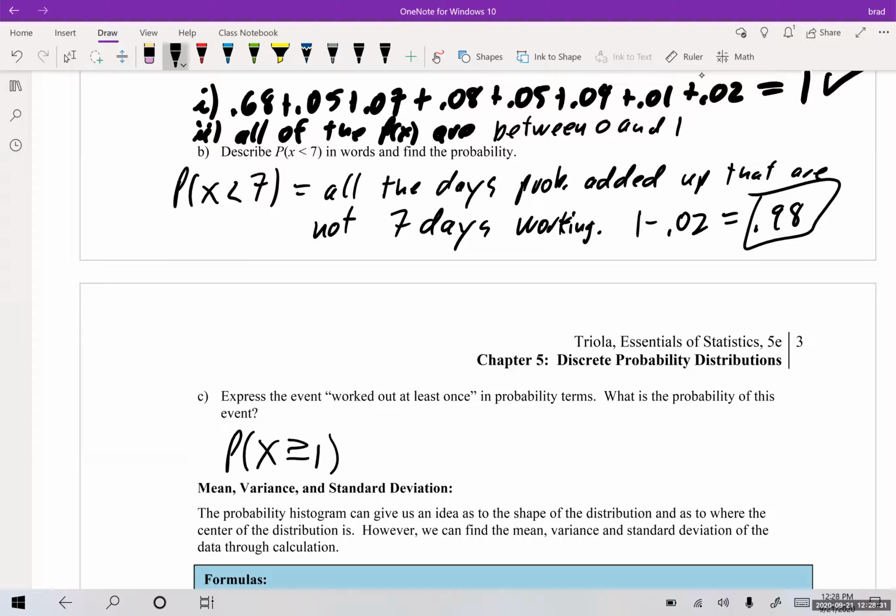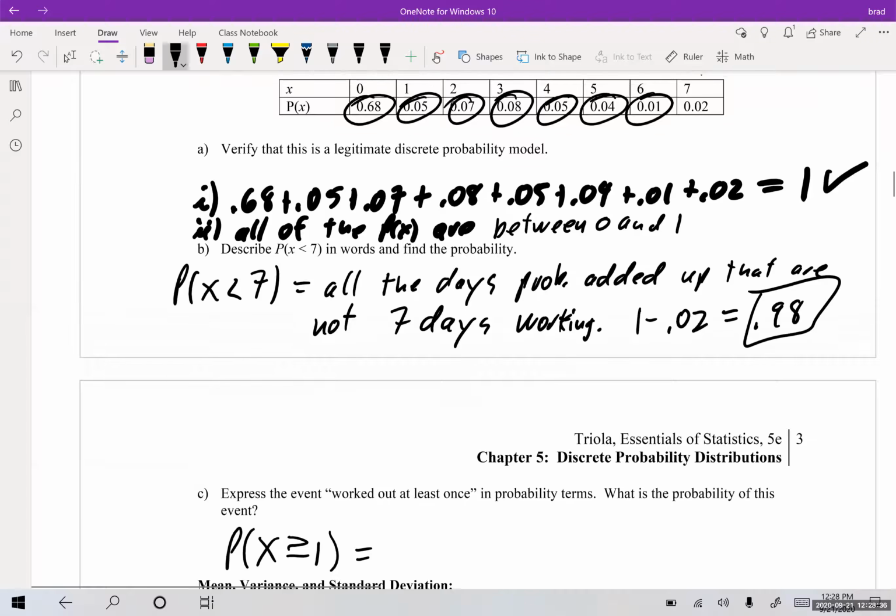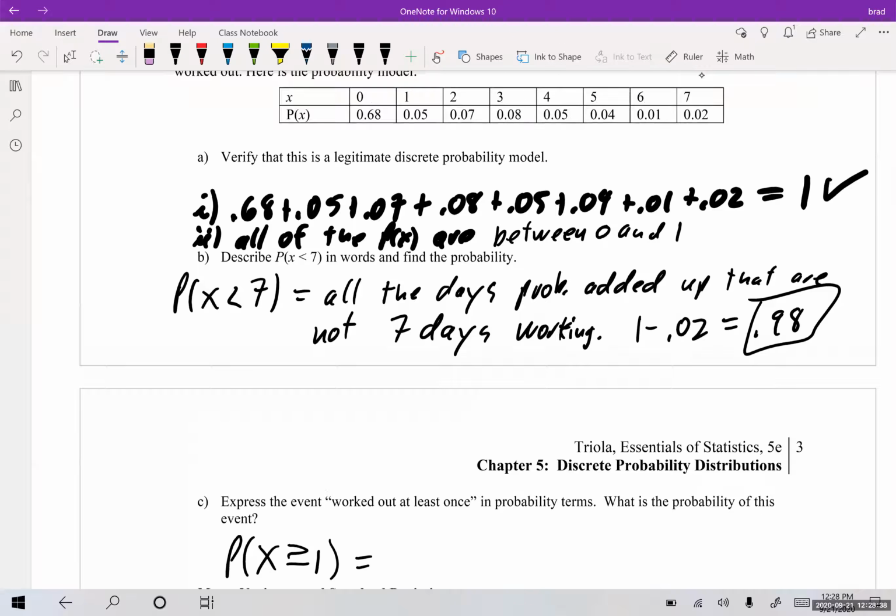So when I want to find those probabilities, that's going to add all the days up that are greater than or equal to 1. So that means I'm going to do 0.05, 0.07, 0.08, 0.05, 0.04, 0.01, and 0.02. I'm going to add all these up, and I should get 0.32. Or alternatively, I could have done it this way.